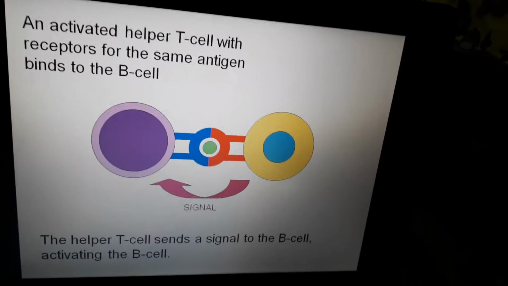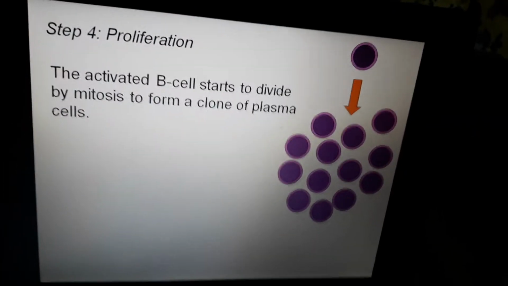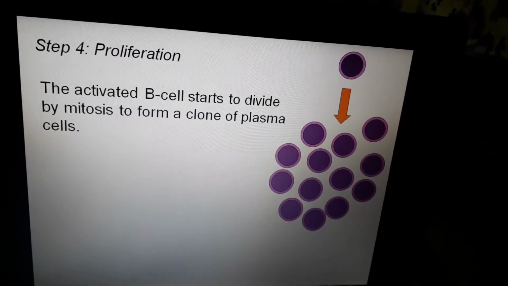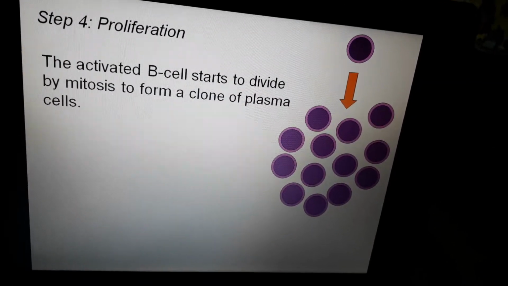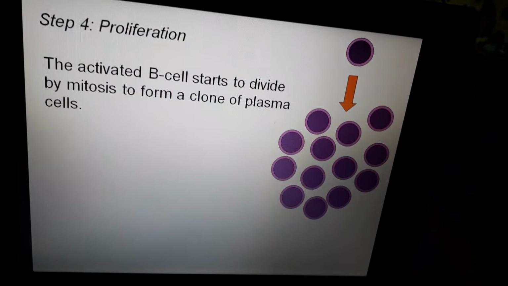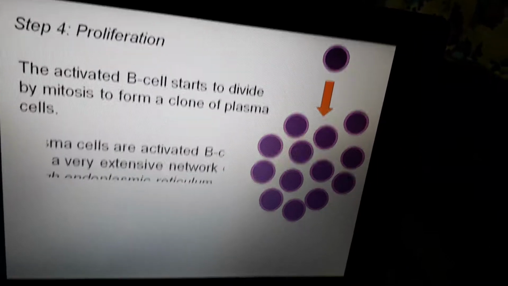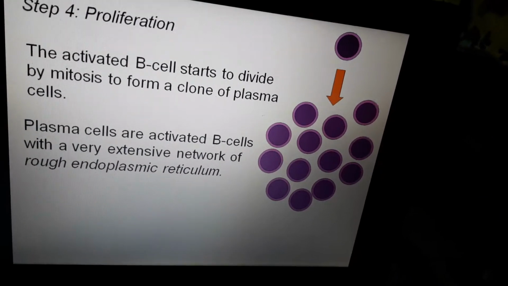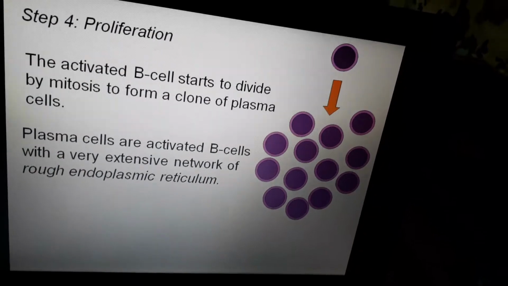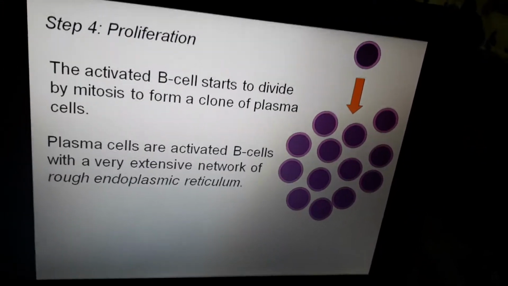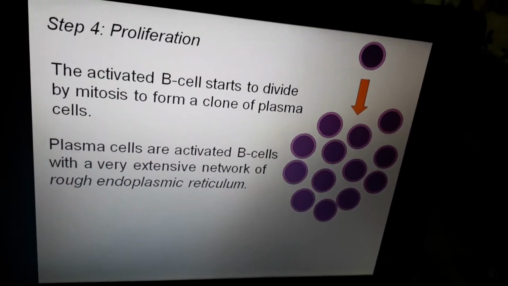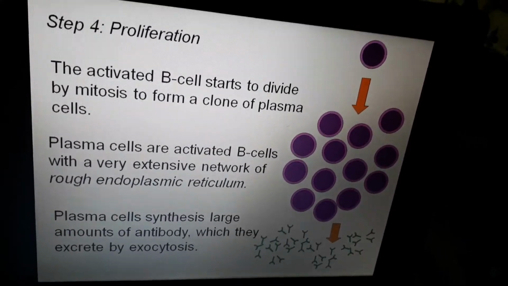When the B cell is activated, the fourth step comes forward, that is the proliferation of the B cells. The activated B cell starts to divide by mitosis and forms a number of similar cells, known as clones of plasma cells. When these plasma cells are produced, they are capable of producing a large amount of antibodies. So the plasma cells produced by the activation of the B cell will start the production of antibodies.